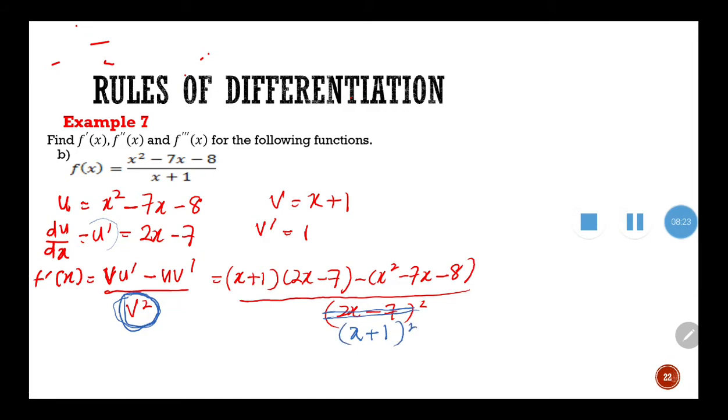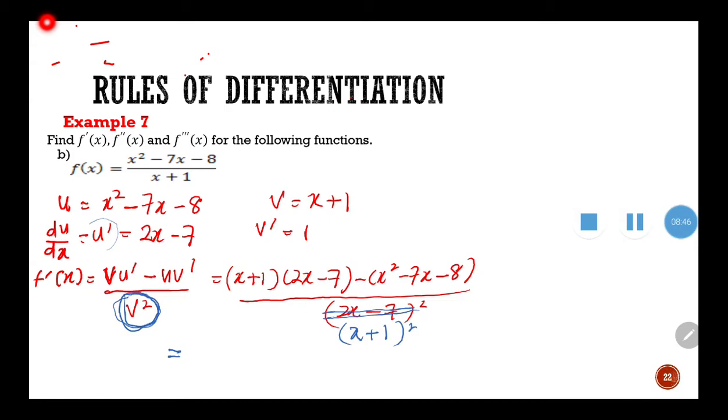But still, if you look at this function, if you want to differentiate this function f prime x again, it still looks a bit complicated, right? So before you proceed, I would advise you to try to simplify the function first. Who knows, after you simplify, the function becomes easier to differentiate. So never give up trying.